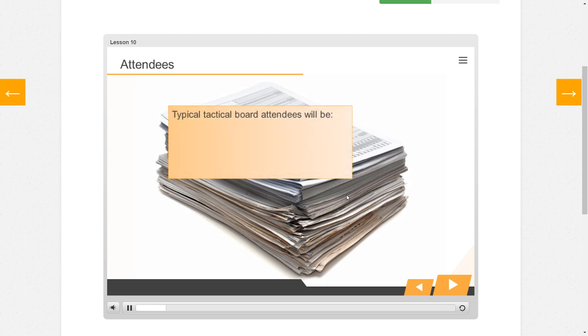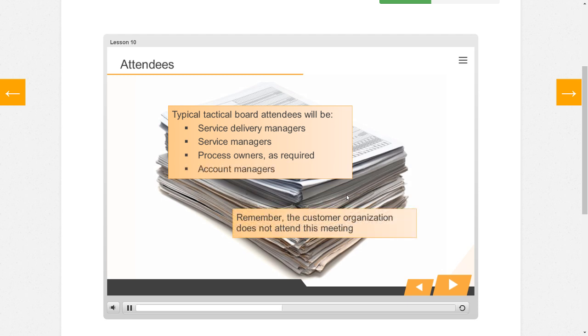Typical tactical board attendees will be service delivery managers, service managers, process owners as required, and account managers. Remember, the customer organization does not attend this meeting, but staff from the service integrator and the service providers do. This includes staff from internal service providers who are technically part of the customer organization, but not attending as the customer.